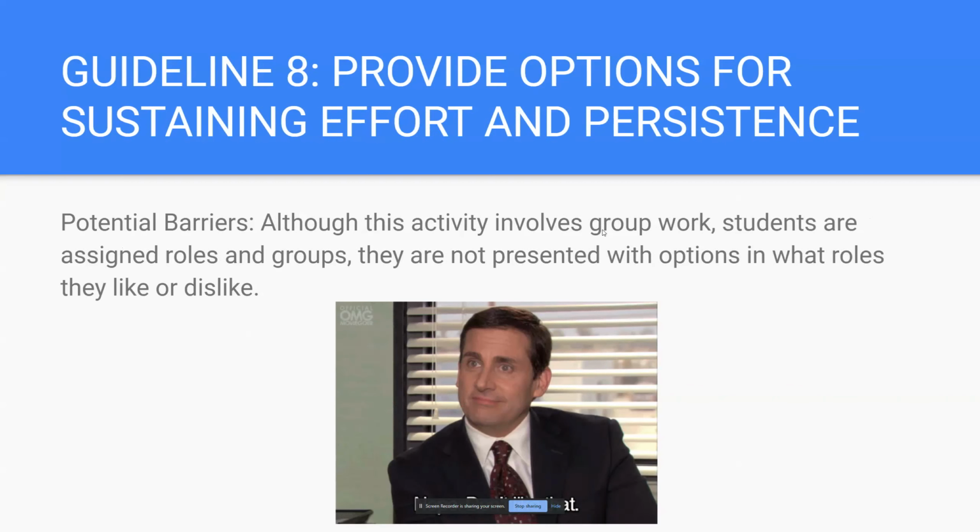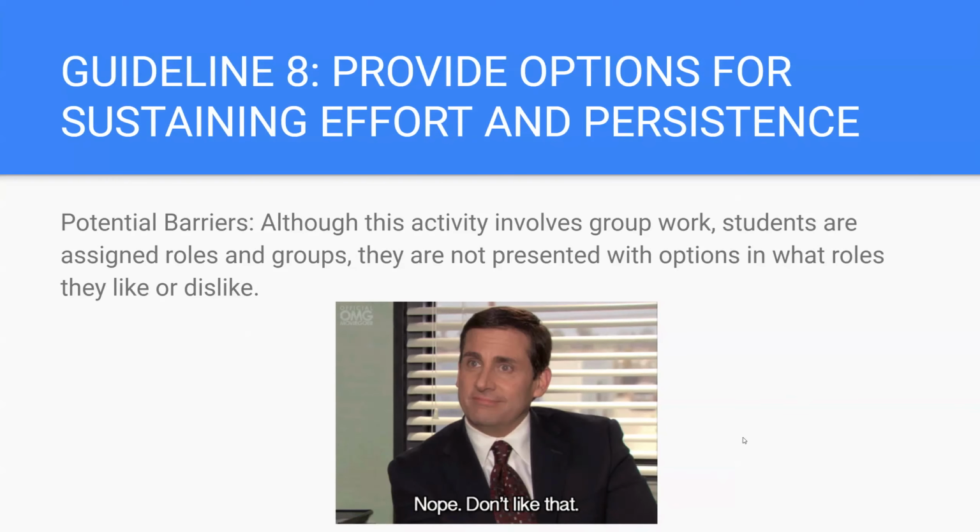Guideline number 8, providing options for sustaining effort and persistence. So again, with the group work, I felt like since the students were assigned roles and groups, they didn't get to choose. They didn't get to choose what role they wanted or they felt best in, and they didn't get the opportunity to self-assess whether that was a good fit for them or what have you.